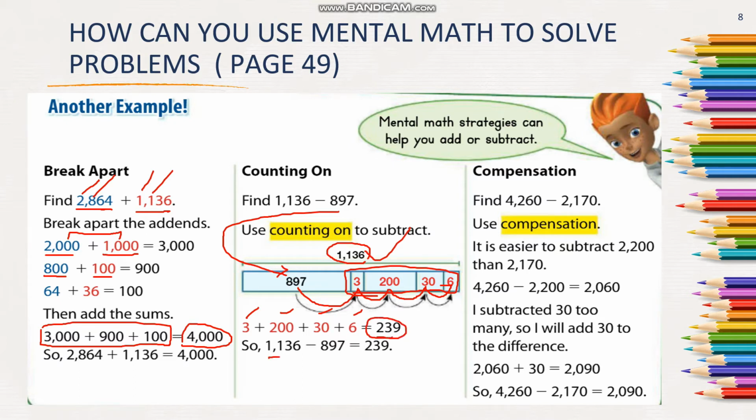Therefore, 1,136 minus 897 is equal to 239.